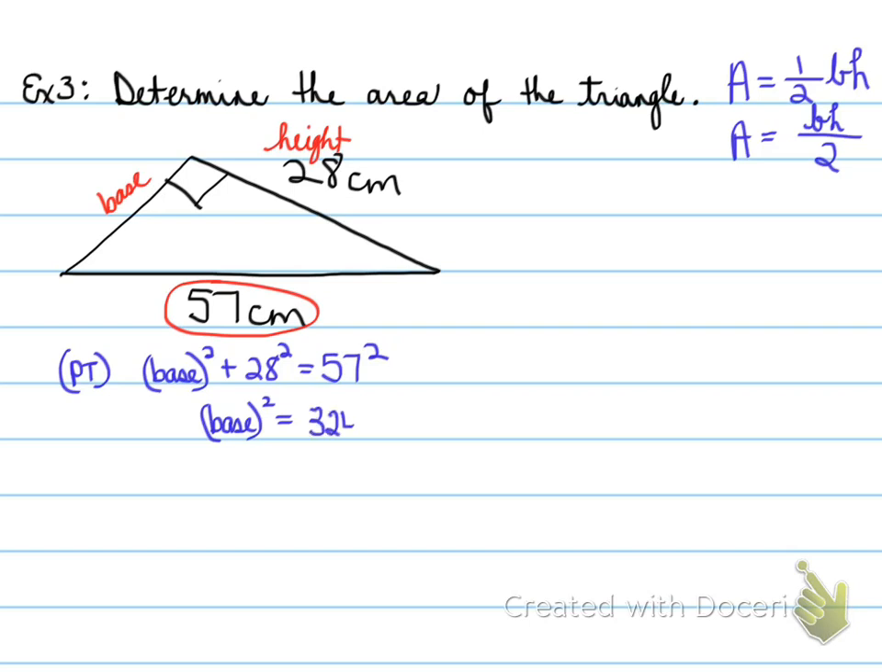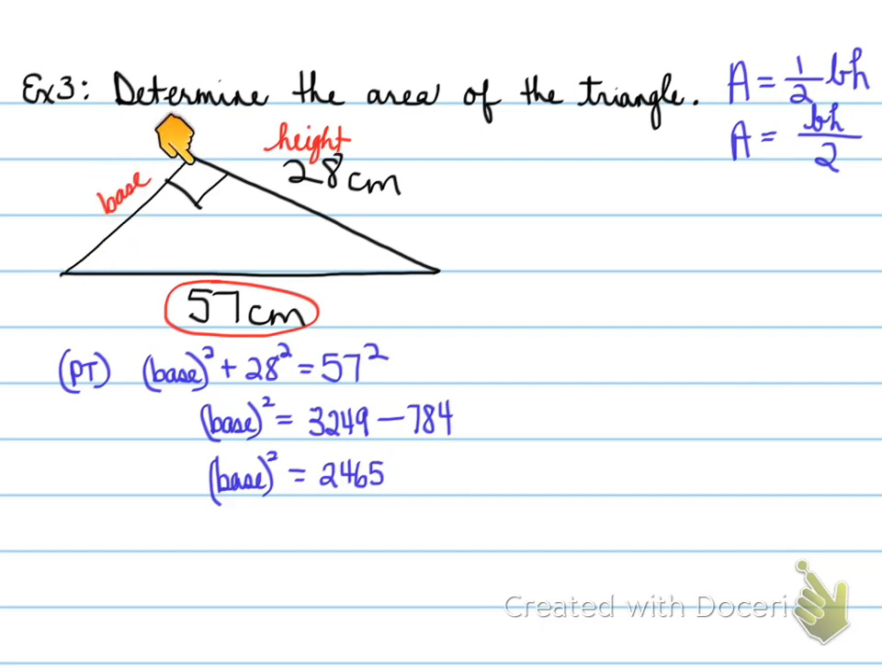Base squared equals 3249, which is 57 squared, minus 28 squared, which is 784. So you're going to take 57 squared and subtract 784. Once you do that, you find out that the base squared is equal to 2,465. Definitely not the answer I'm looking for for the base.